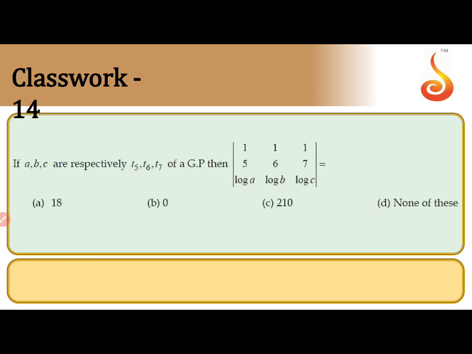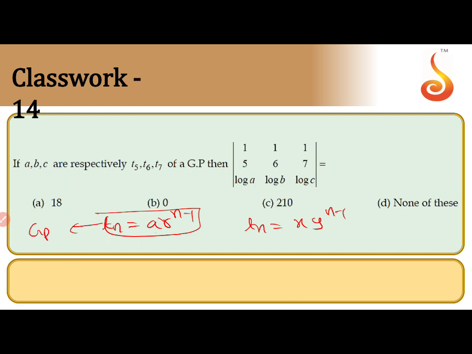Next question, the 14th one. Yes, children, in this question, a, b, c are respectively T5, T6, T7 of a GP, then find the value of the determinant 1, 1, 1; 5, 6, 7; log a, log b, log c. In a GP, the nth term has the formula a into r power n minus 1. But you don't take a here, since a is already given in the question. You can take it differently. This is the general formula for the nth term of a GP.